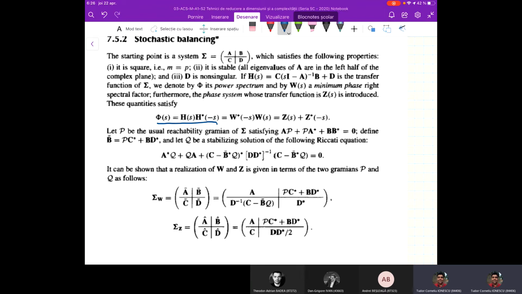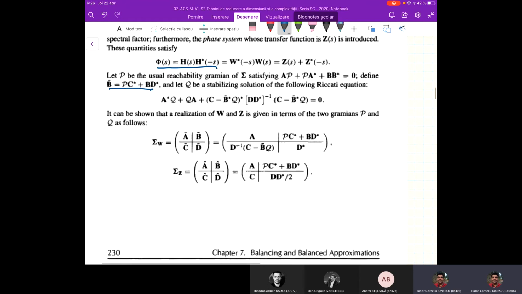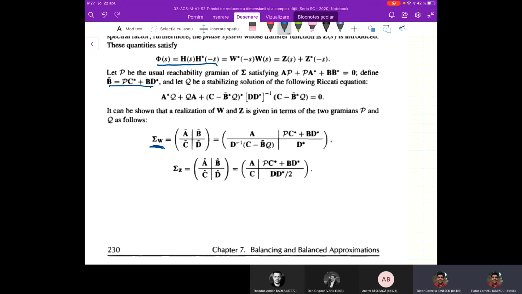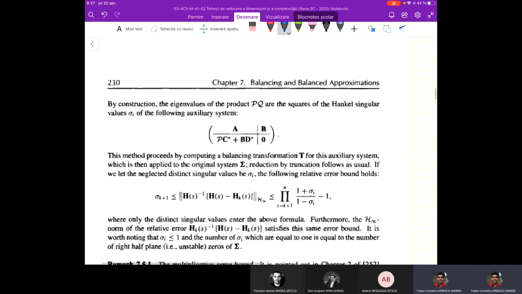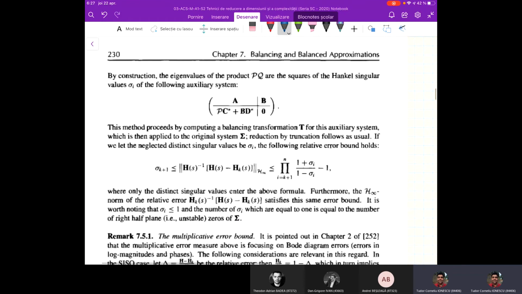Okay, and now you have the controllability and the observability gramian of the system Sigma. All right, with this specific B, you define the specific B, and then you consider this Riccati equation this time. So you have a Lyapunov and the Riccati equation, and you do balancing. So you have Sigma W and Sigma Z. So these are peculiar cases of systems that can be balanced in a different form than the one we've been used to so far.